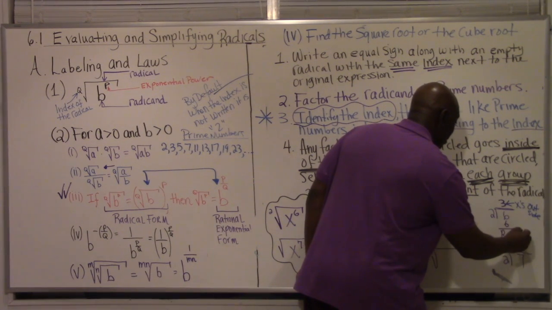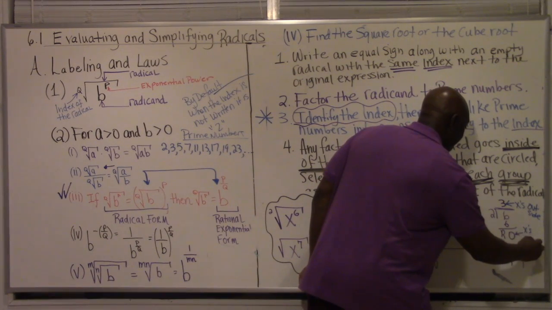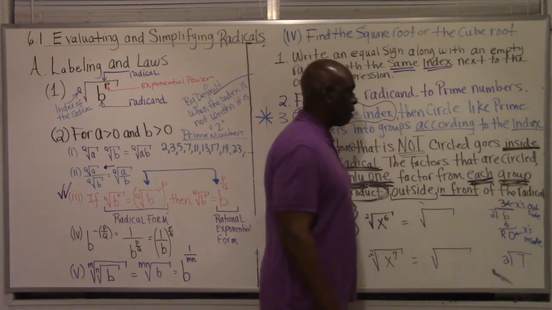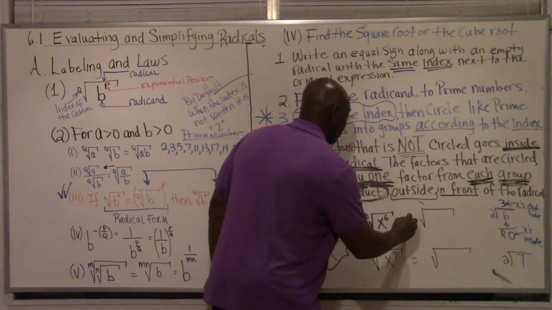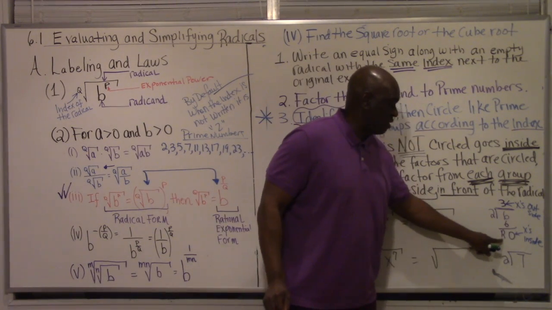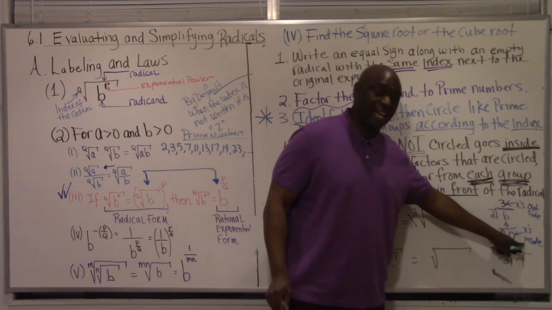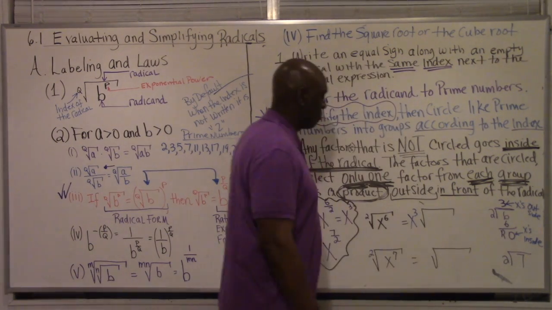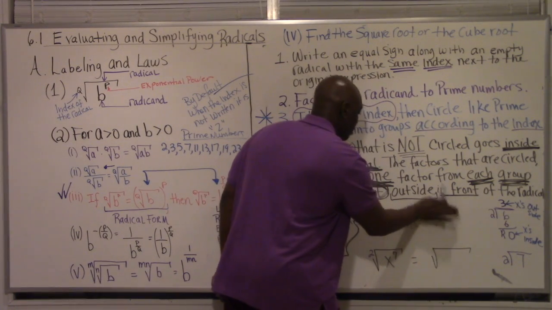This number is the x's inside. That's it. How many x's go outside? 3. How many x's remain? See, r is the remainder. How many remain inside? None. There are no x's in here. See you later. It goes away.